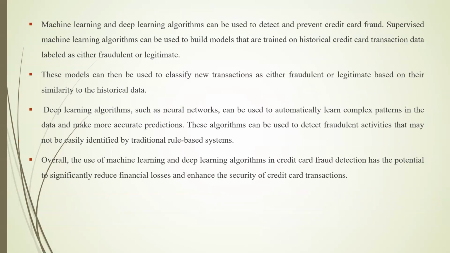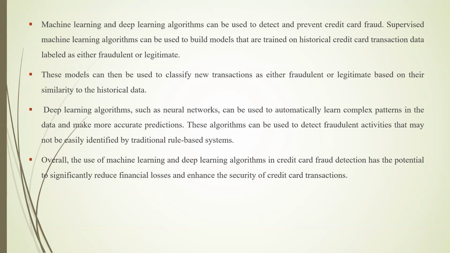Now let's learn about machine learning and deep learning algorithms with respect to credit card fraud. They can be used to detect and prevent credit card fraud. In machine learning, we have two types of algorithms, that is supervised machine learning and unsupervised machine learning algorithms. The supervised machine learning algorithm can be used to build models that are trained on historical credit card transaction data labeled as either fraudulent or legitimate. These models will classify new transactions as either fraudulent or legitimate based on their similarity to the historical data.